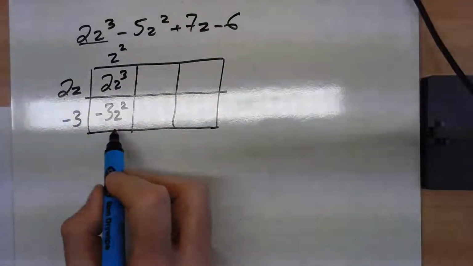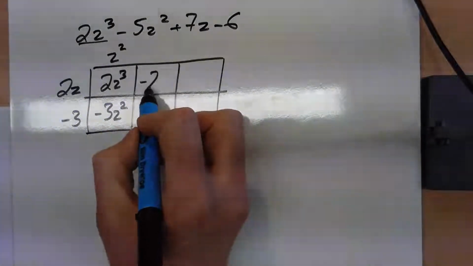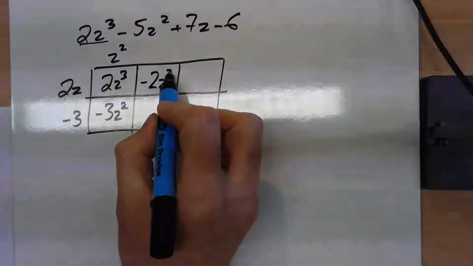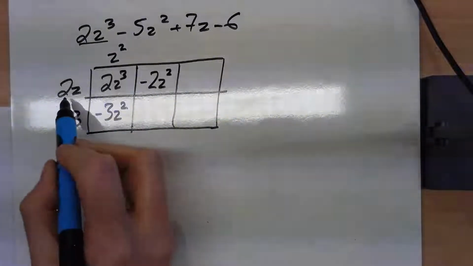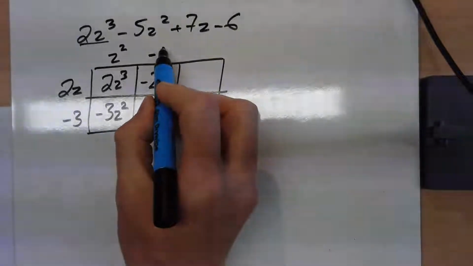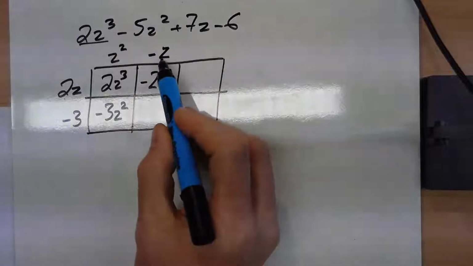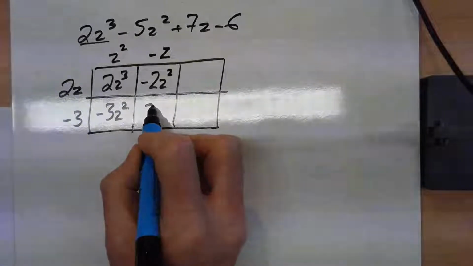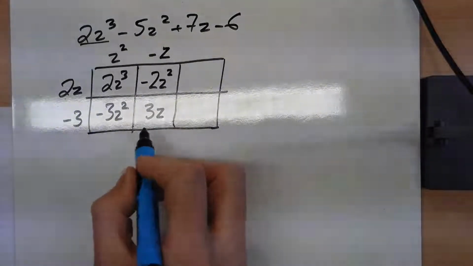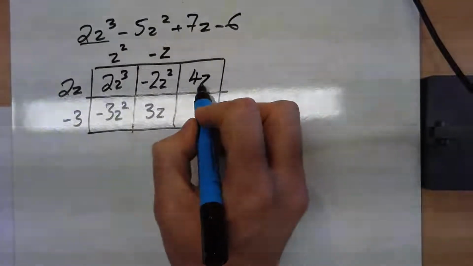Now I don't want minus 3z squareds, I want minus 5 of them. So I need another minus 2z squareds. How do I get that? Well, that's 2z times by minus z. But as a byproduct, we get minus z times minus 3, which is 3z's. We don't want 3z's, we want 7 of them. So there's an extra 4z's to have.